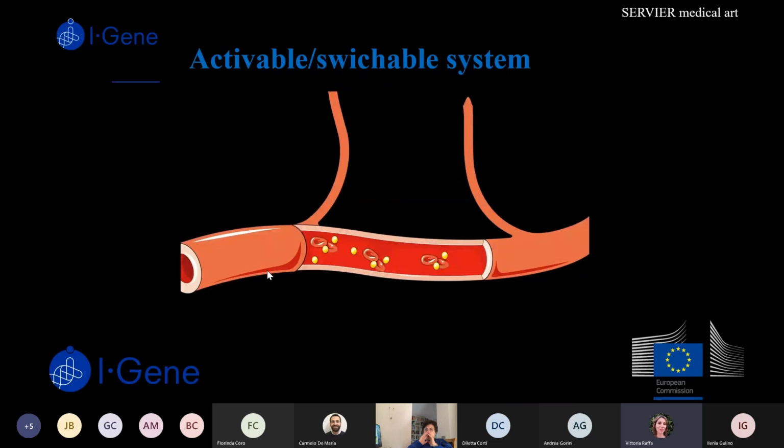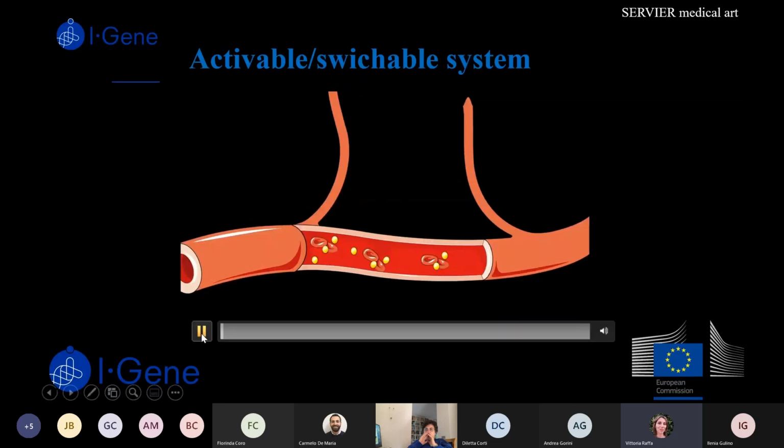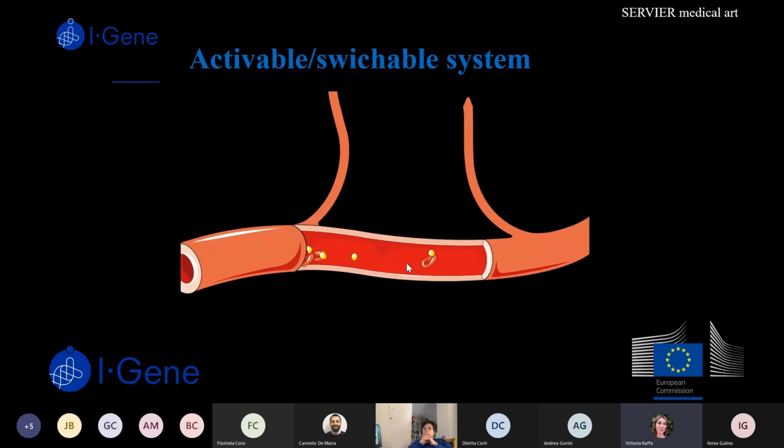Here what you can see is a cartoon. You can see here the bloodstream, and there are these nanoparticles that are flowing in the bloodstream. These are not active, but they are photoactivable, which means that if you expose these particles to laser radiation, you can activate them.